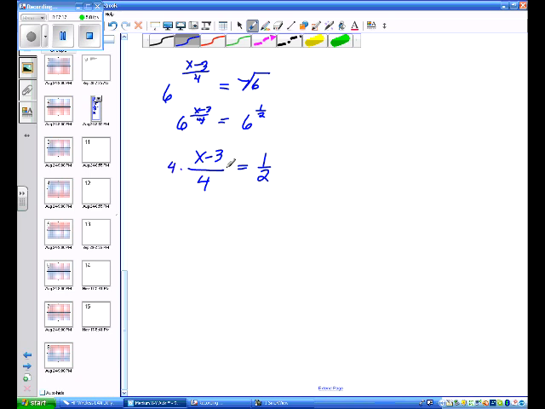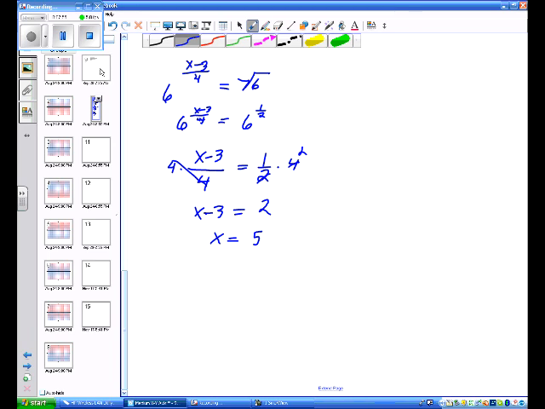And I'm just going to do that. Let's multiply both sides by 4. So we get x minus 3 is equal to 2. So x equals 5. And 5 minus 3 is 2, and 2/4 reduces to 1/2. So if you can get your denominators to be the same, then that's the best thing to do. You just then set your exponents equal. But if you can't get your denominators to be the same, then we need to use another method.